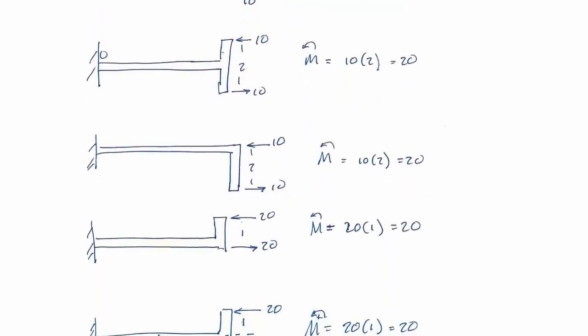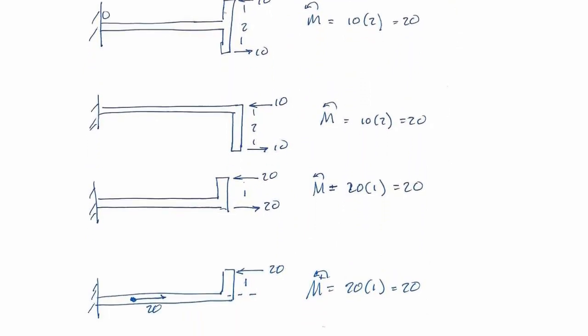If we could look at a couple more here, a little tongue-in-cheek there, it doesn't matter here, again, whether you have 10 separated by 2 or 20 separated by 1. And again, it doesn't matter where you apply the 20, as long as they are parallel. You could apply it right there and right there, or you could put it right out there. In all cases, we get a moment of 20 provided by that couple.